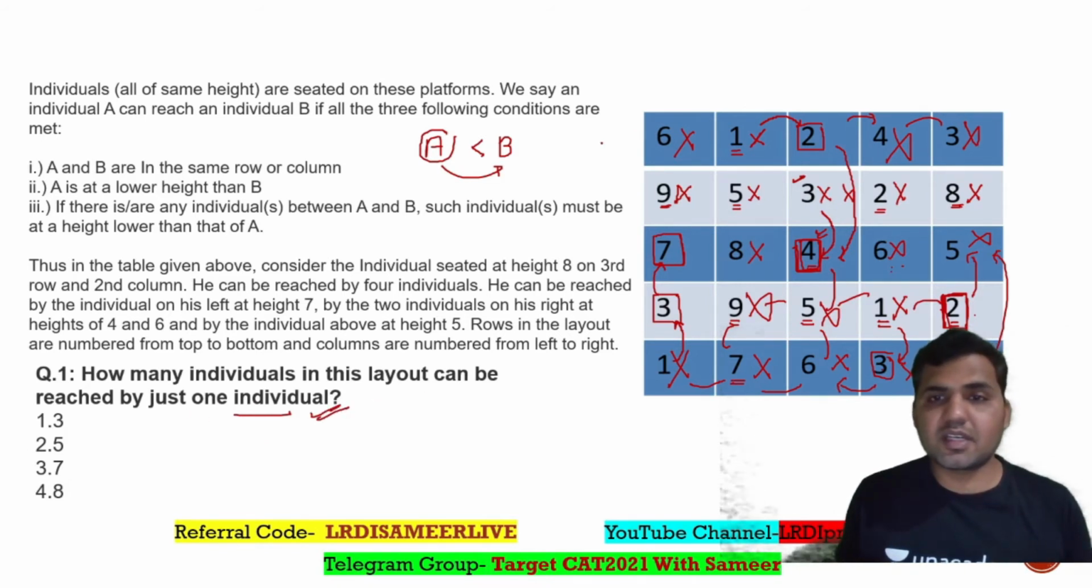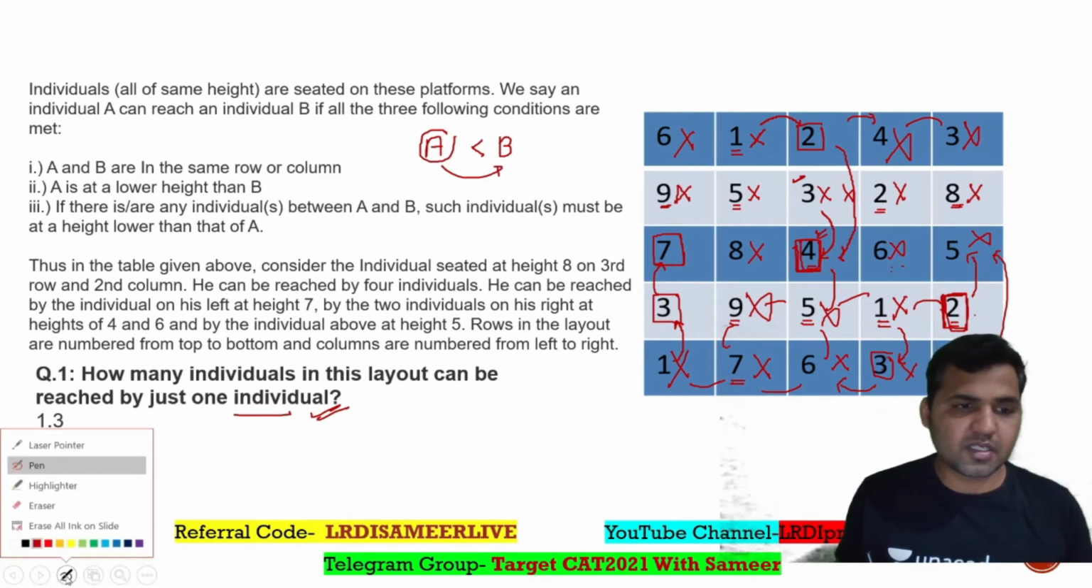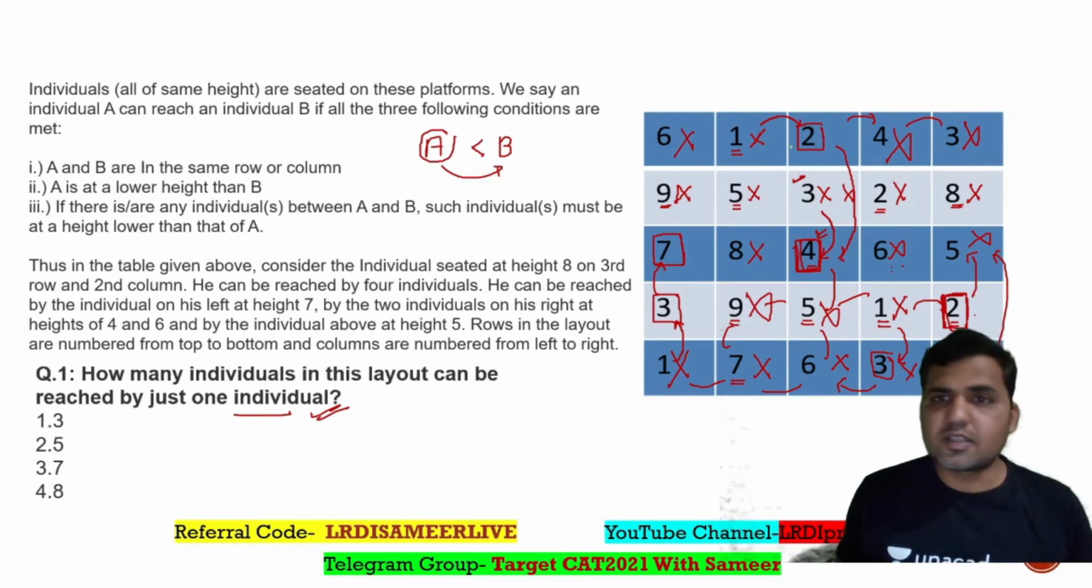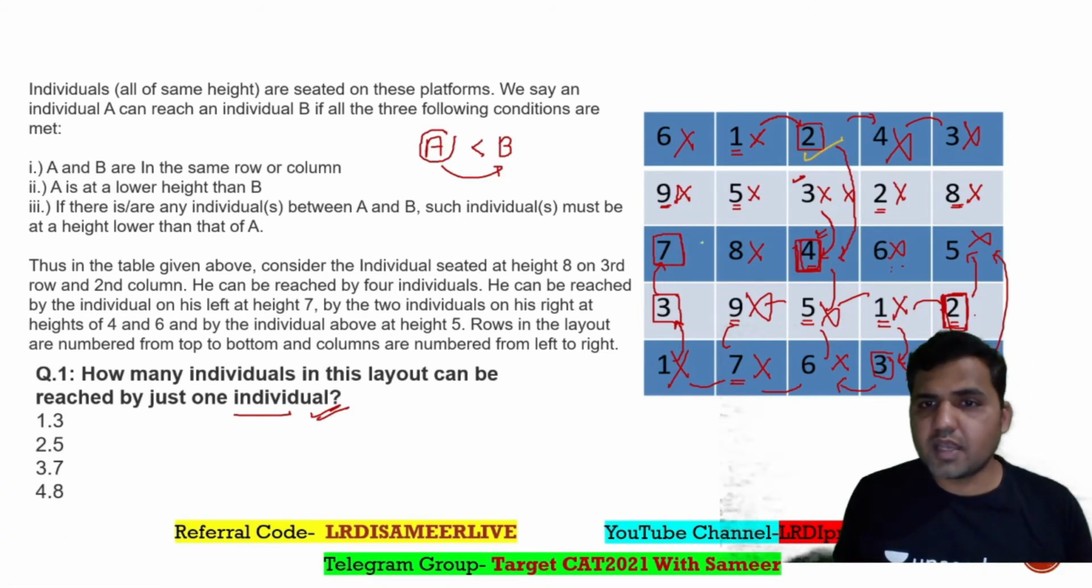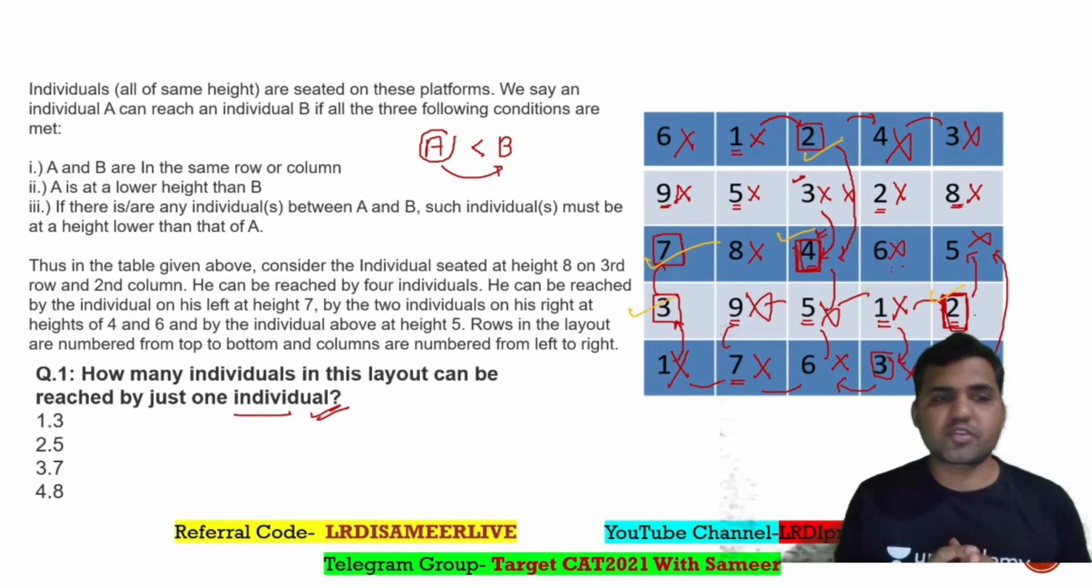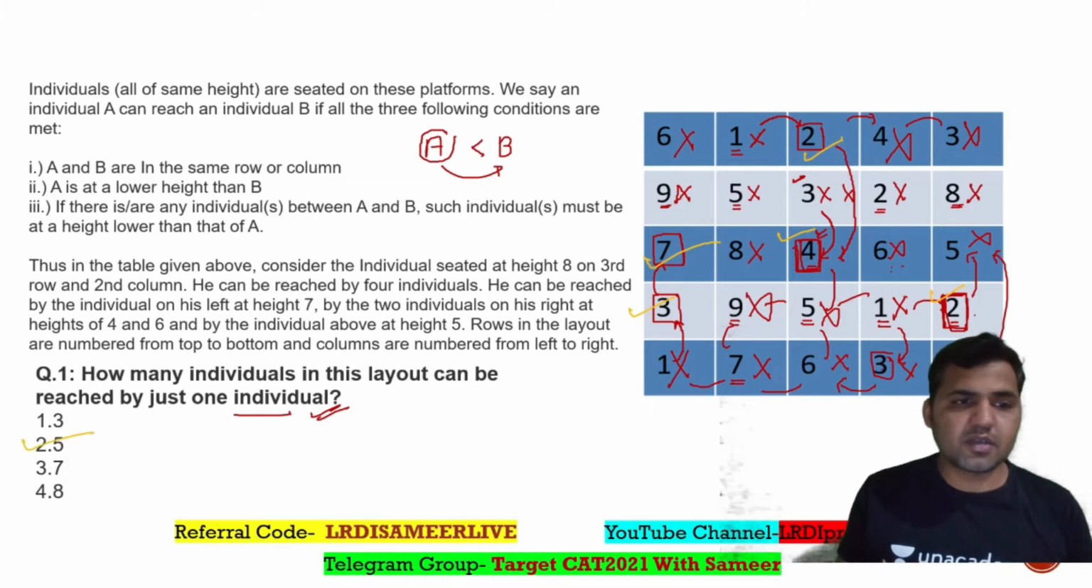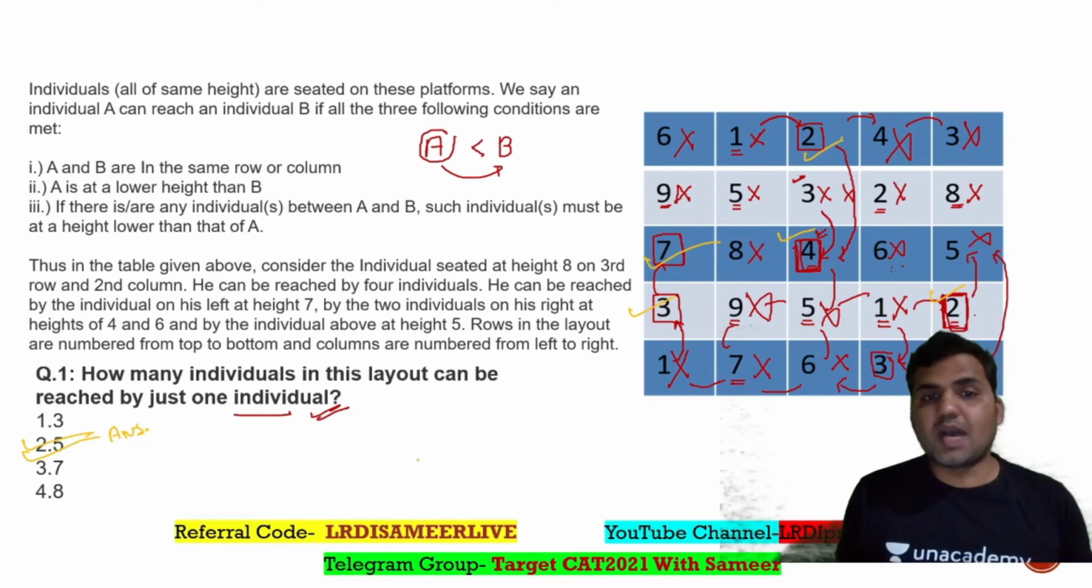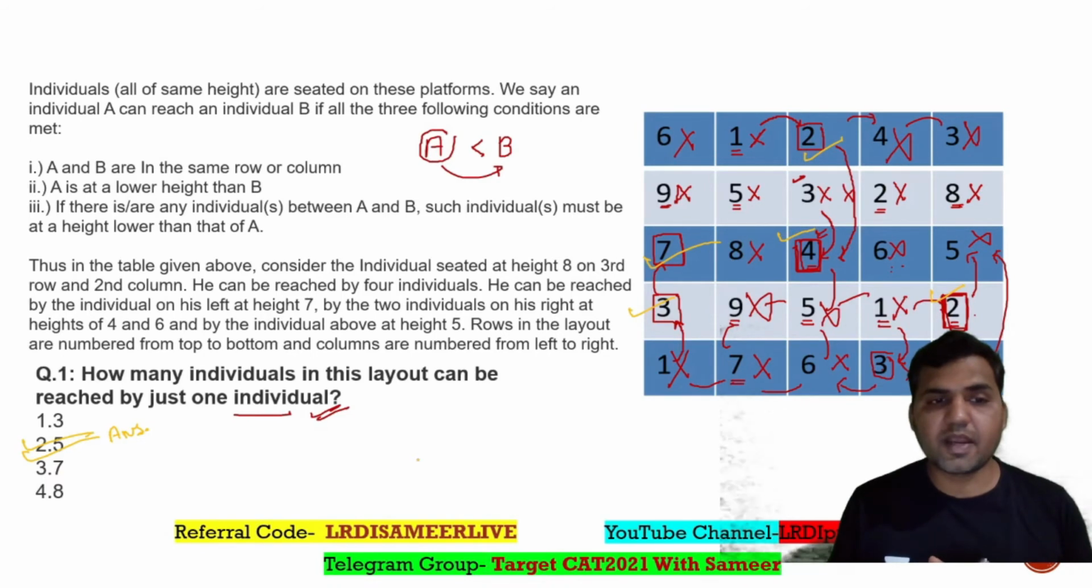So how many persons are there? Let's check it now. The number of people who can be approached by just one individual. So one person is 2, right? 1, 2, 3, 4 and 5, right? So these are the 5 people which can be approached by one individual only. So the answer to the question is option number 2. That's the correct answer to the question. So if you understand the basic logic behind the set, you can easily solve the set, right?